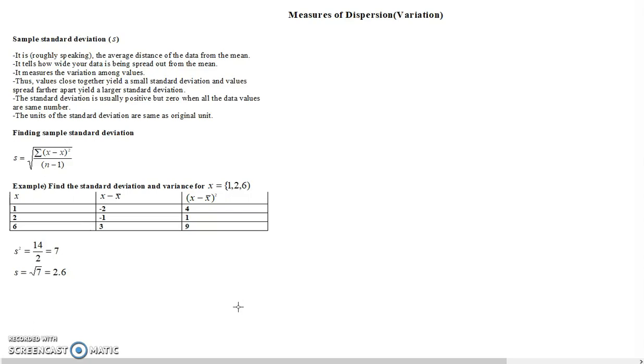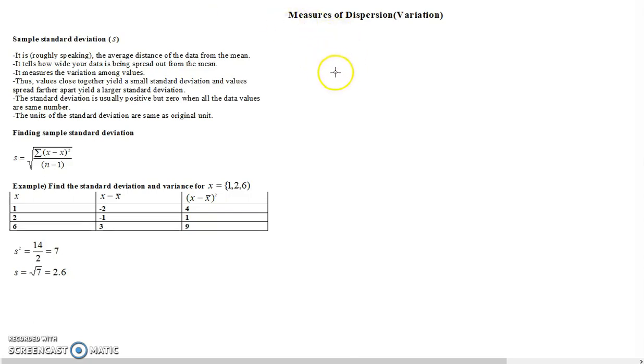So what is the sample standard deviation? Well, sample standard deviation is a spread of the data from the mean. Roughly speaking, it is the average distance of the data from the mean, or it tells you how wide your data is spread out from the mean. So let me give you a brief example. Why is the standard deviation so important?